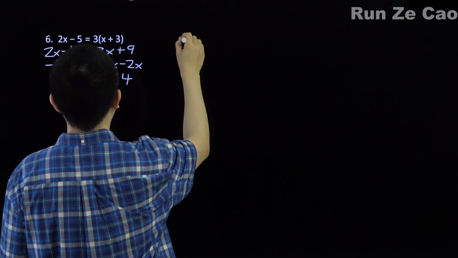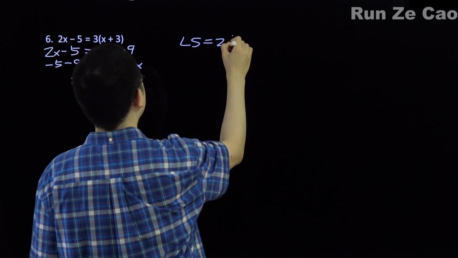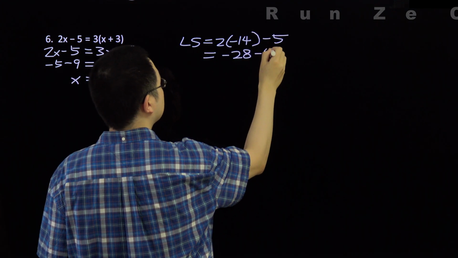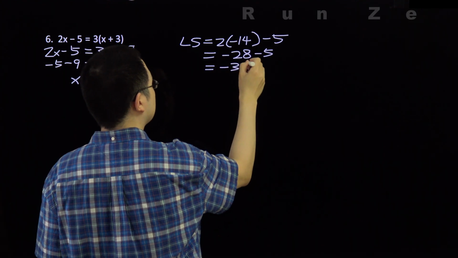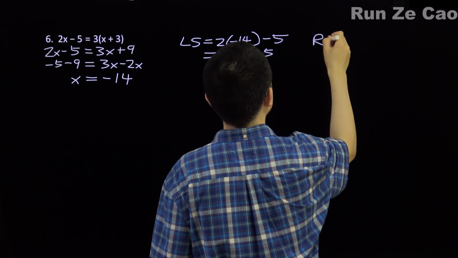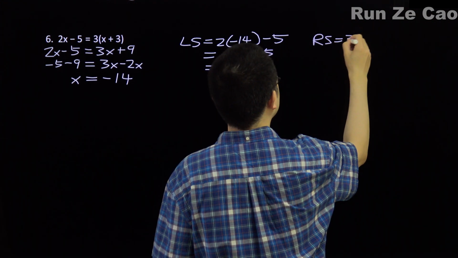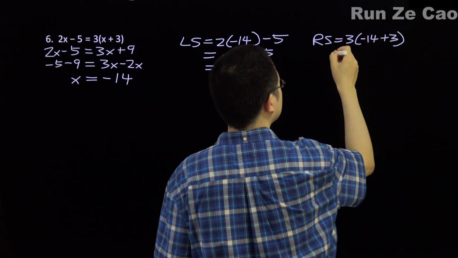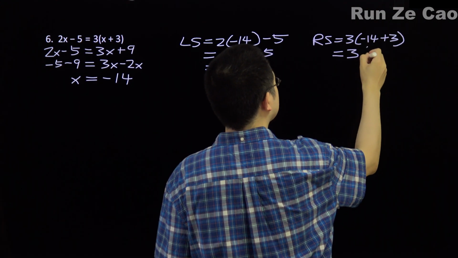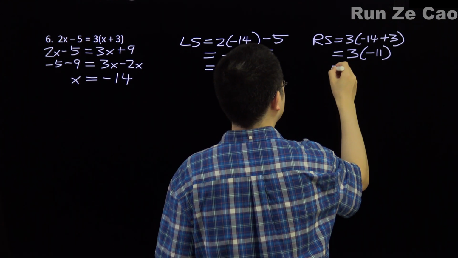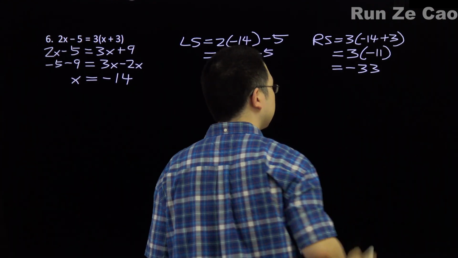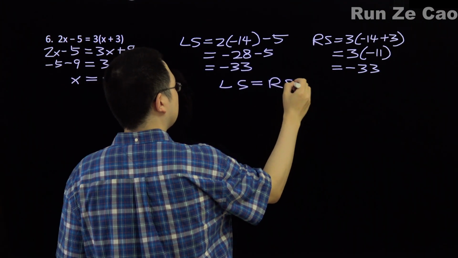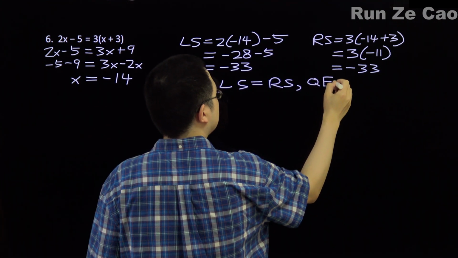Now we sub in and we have left side is equal to 2 times negative 14. This is going to be negative 28 minus 5 equals negative 33. And the right side is 3 times x plus 3, so negative 14 plus 3 is equal to 3 times negative 11, so that's equal to negative 33. So because the left side equals the right side, what is asked has been shown.